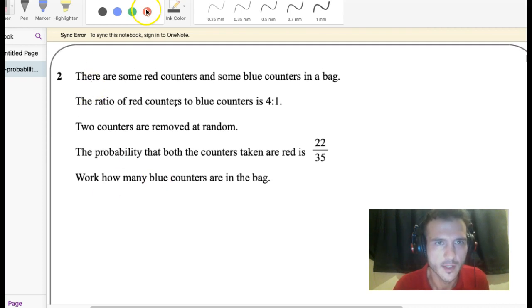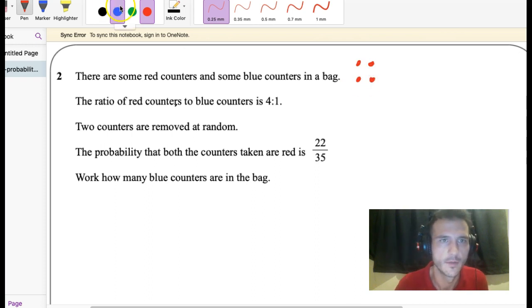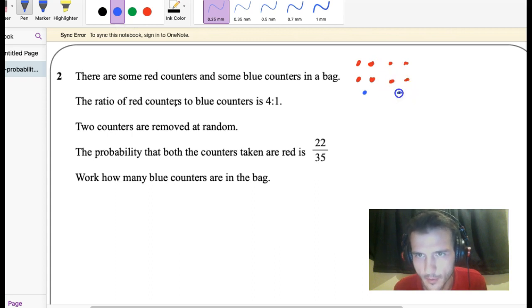Anyway, let's draw it in so we can visualize. There are 4 red for every blue. We could do it again: there are 4 red for every blue. So the ratio 4:1 has 5 in total. And how many times does this happen? We don't know. It could be 1, could be 2, up to n.